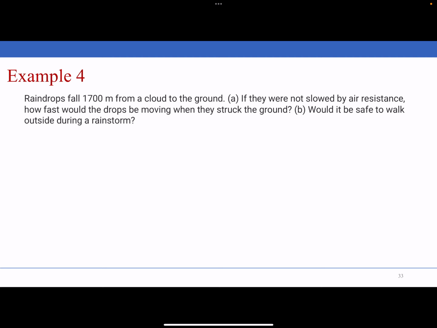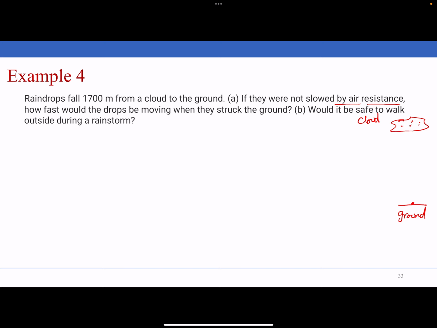Raindrops fall 1,700 meters from a cloud. So the cloud is up there, right? Here is a cloud, and raindrops are going to fall from here and come to the ground. This is the ground, and that's the cloud. Part A says if they were not slowed by air resistance, so ignore air resistance, how fast would the drops be moving when they struck the ground? So just before they strike the ground, what is their velocity?